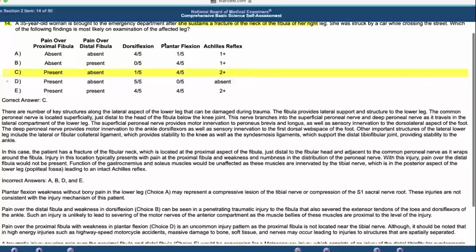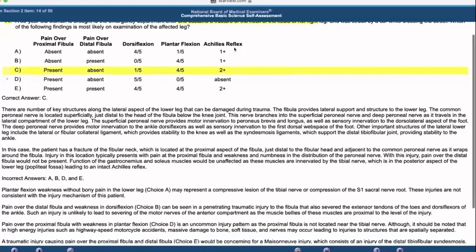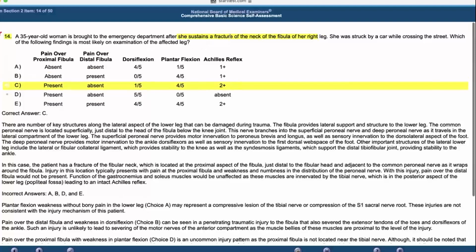I kind of knew the whole plantar flexion and Achilles reflex were together. I didn't know what the answer was, so I tried to use some deductions and at least match these together. But I just had it flipped as to which one the fracturing of the neck of the fibula affected. I didn't know which nerve it did. So then I just kind of knew to pick one of these two. Yeah. Okay, let me see.